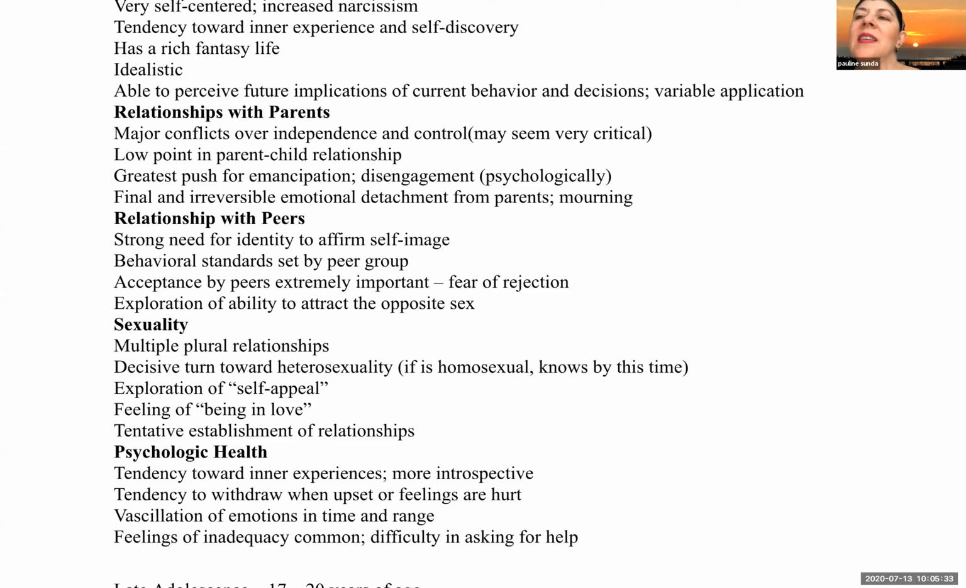Relationship with parents. This is where conflicts tend to occur. Here, independence and control: the child is trying to become more independent and gain more control. This is the low point in the parent-child relationship. This is where there's the greatest push for psychological disengagement.